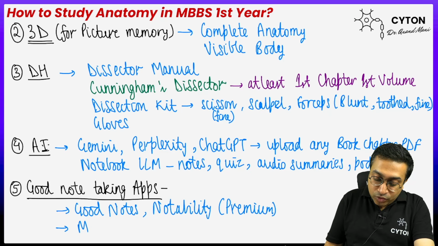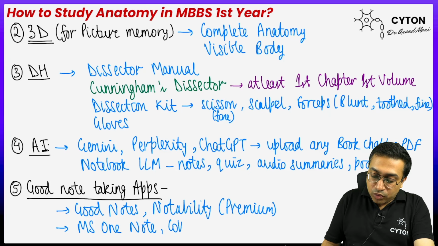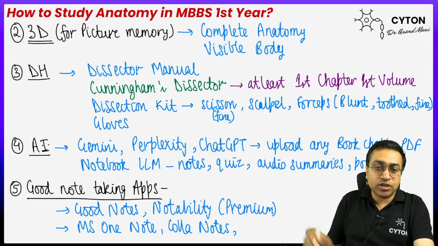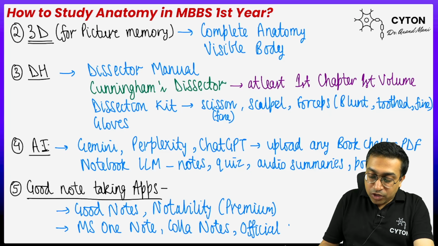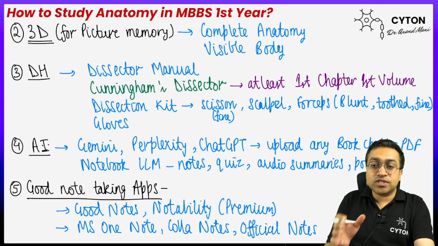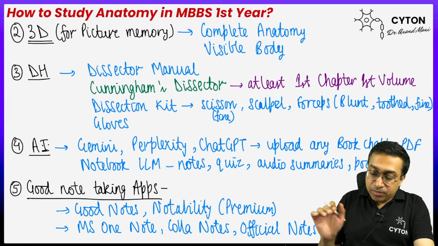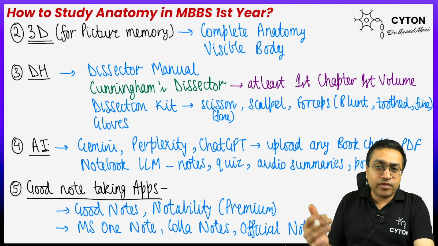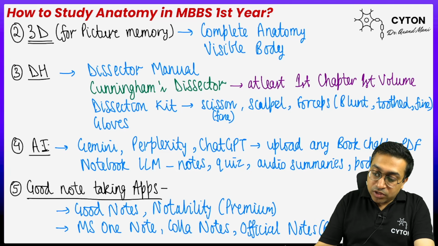We have Microsoft OneNote. OneNote is free with 5 GB of storage, that is more than sufficient. Then Colornote is also a free application available on both platforms, iOS and Android. Then you have Official Notes, which you always ignore. The Notes app is always there on Android, iPhone, iPad, everywhere, but it has limited functionality, though they are improving every time. So these are free alternatives. These are some good note taking apps.